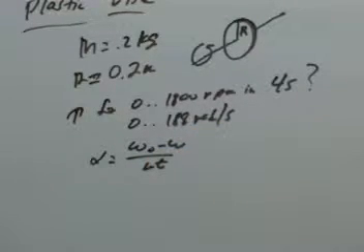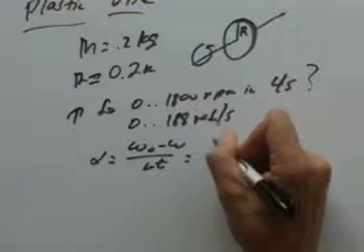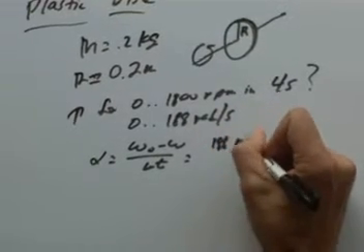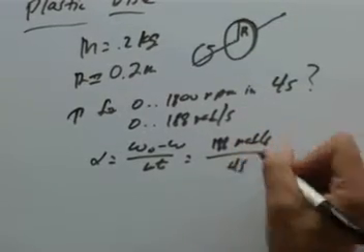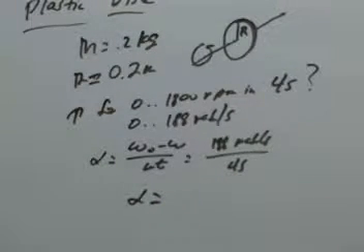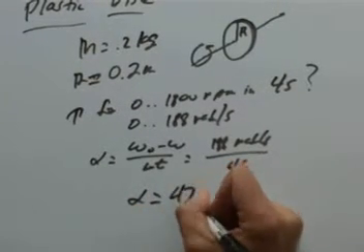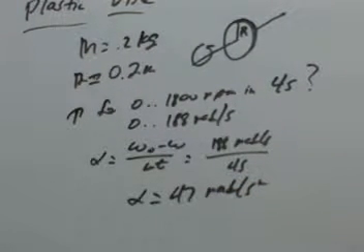There's equation 2, solve for alpha: omega minus omega naught over delta t. So what I have is that the disc is ending at 188 radians per second, and it has a delta t in the bottom of 4 seconds, so that's how long it all happens for. I get an angular acceleration of about 47 radians per second squared. So that's the angular acceleration needed to get this disc to go from 0 to 188 radians per second in 4 seconds.